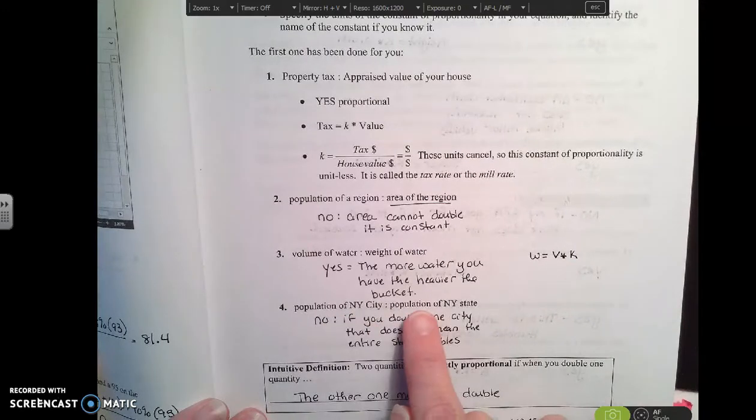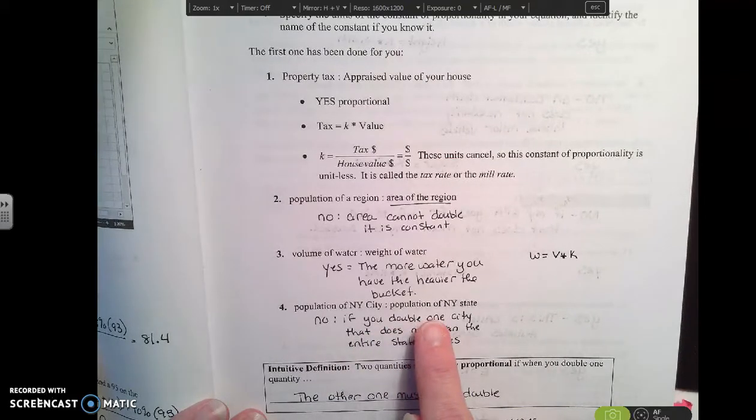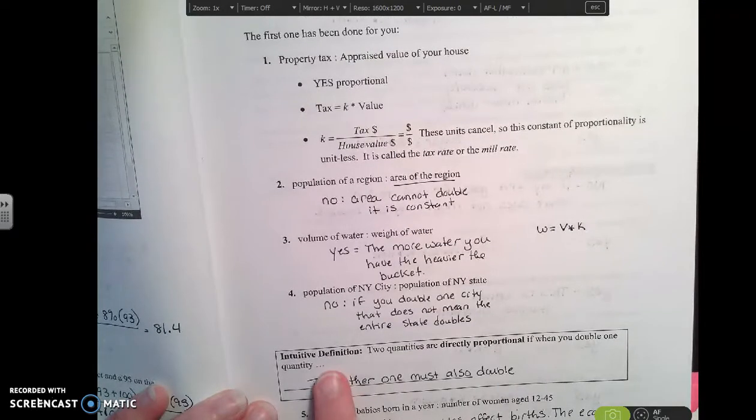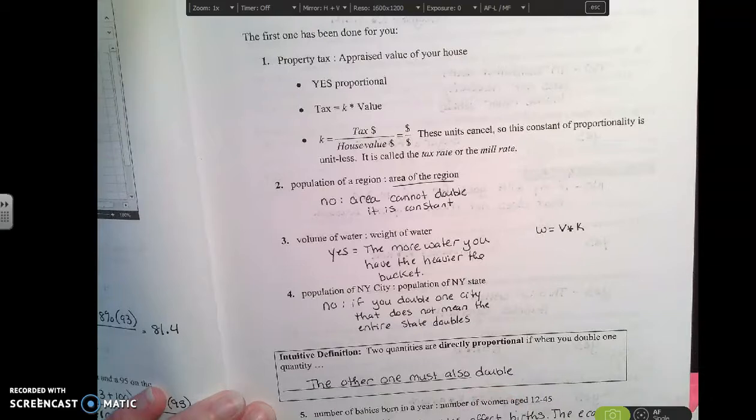Population of New York City and the population of New York State. No, they're not proportional. If you double the population in one city, that does not mean that you doubled the population in the entire state. So for example, Spotsylvania County could double their population this year, but that doesn't mean Virginia doubled. So that doesn't necessarily mean the whole state's going to double. So intuitive definition means that they're directly proportional. If you double one, then the other one also has to double. So we're going to do a few more examples.